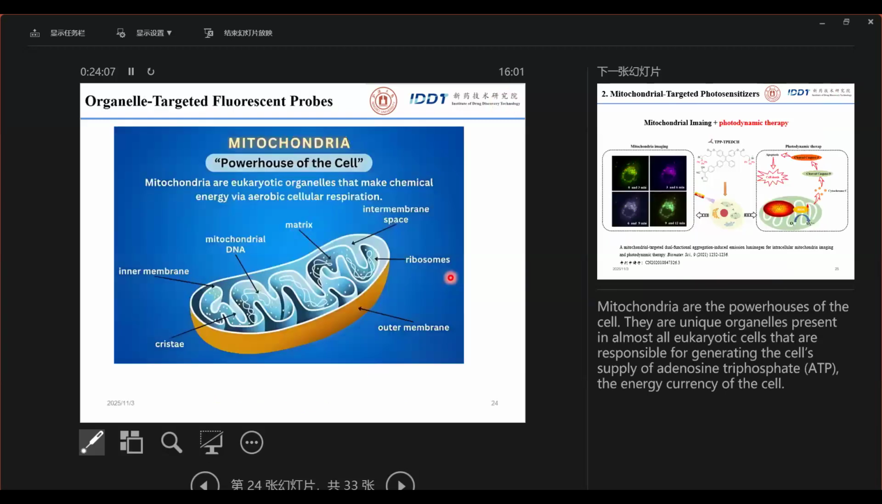Again, we just talked about the lysosome. How about the other organelles? It's called mitochondria. This is the structure of this kind of organelle. These are very common organelles in eukaryotic cells that make chemical energy. It's called the energy of the cell. It produces ATP. And dysfunction of this is also involved in a lot of diseases, such as tumors or other mito-related diseases.